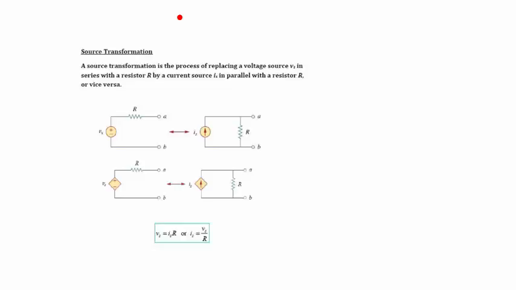Okay, so source transformation is basically just the process of replacing a voltage source that is in series with a resistor with a current source that is in parallel with the resistor. Okay, so if there is a source, meaning a supply, and a resistor in series, you can actually change it to a current supply and a resistor. Okay, so you'll get to know this concept once we look at an example of this.